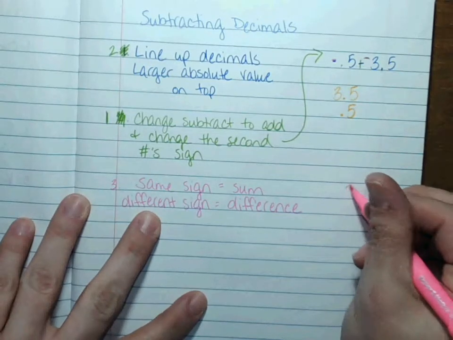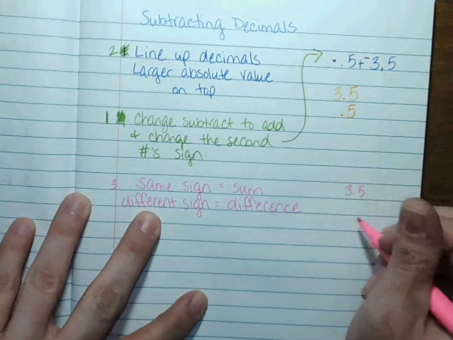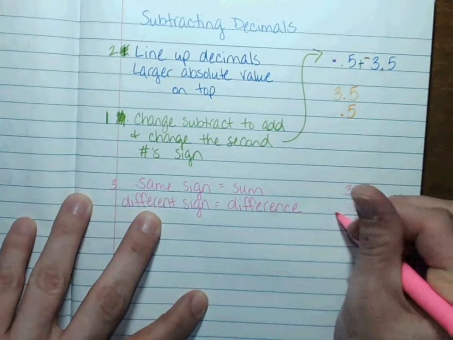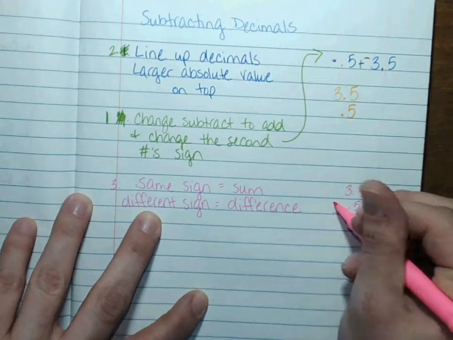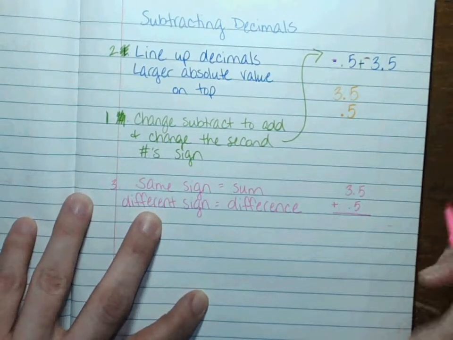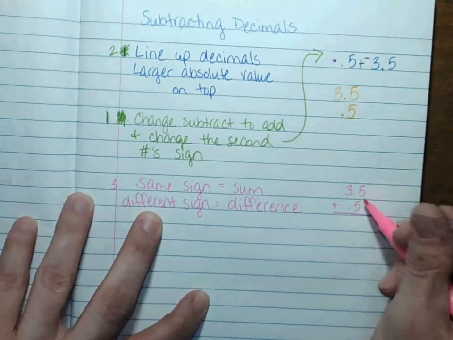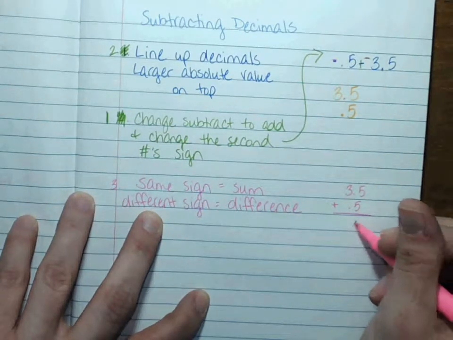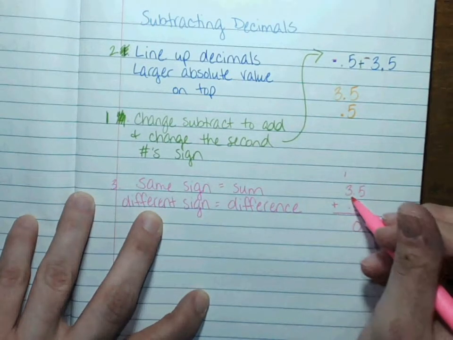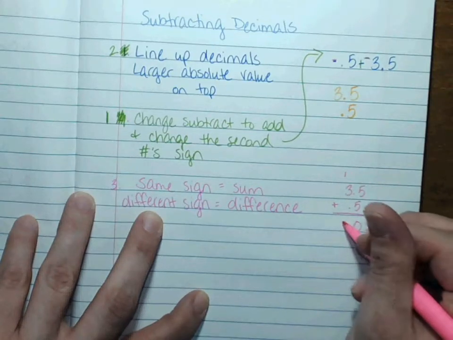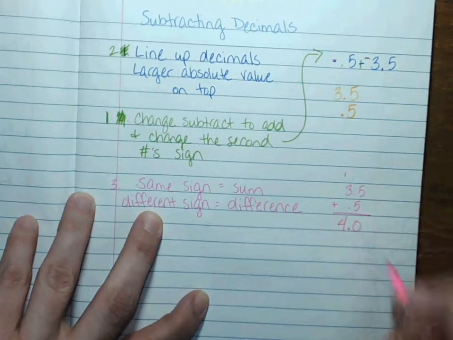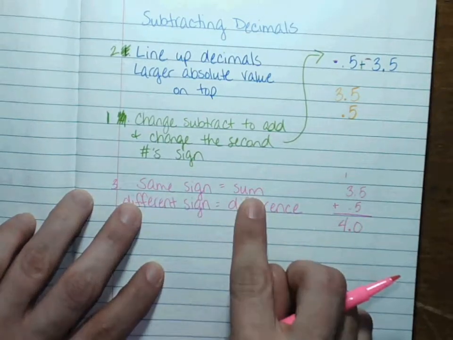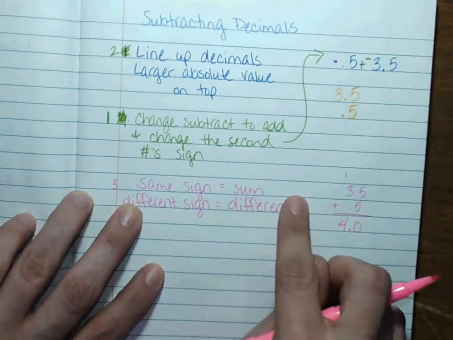So I've got 3.5 and then 0.5, and I'm summing. So 5 plus 5 is 10. And then 3 plus 1, and the decimal goes straight down. And if it was same sign sum, you keep the same sign.